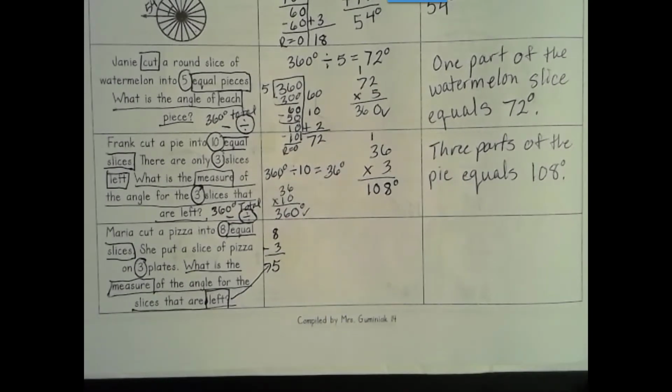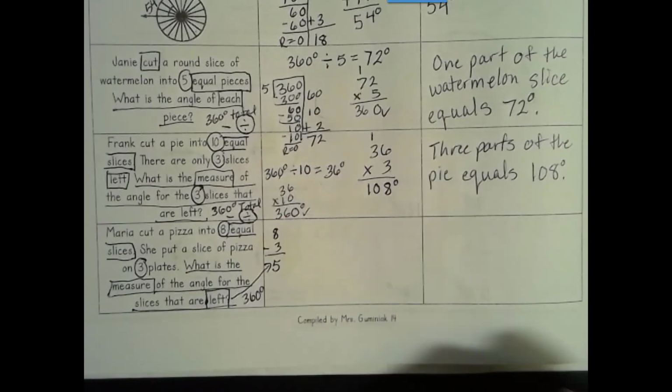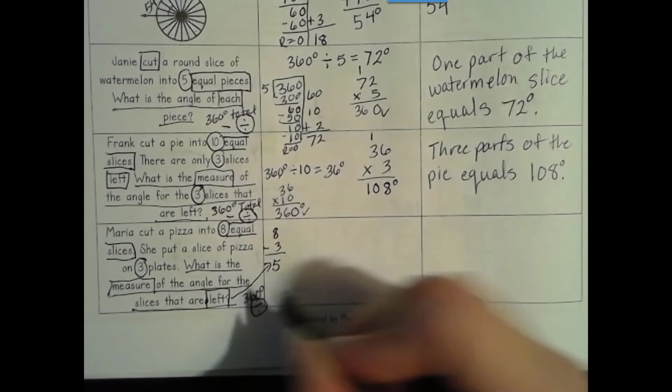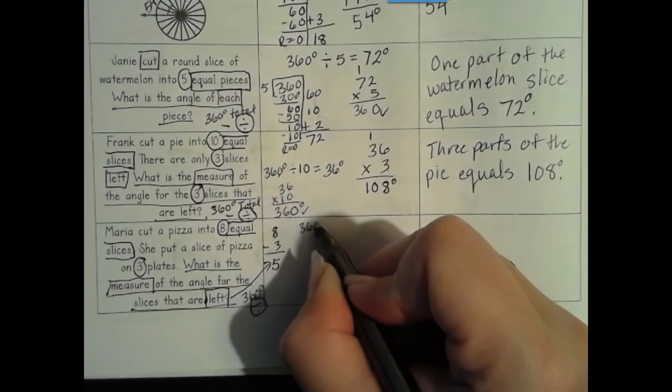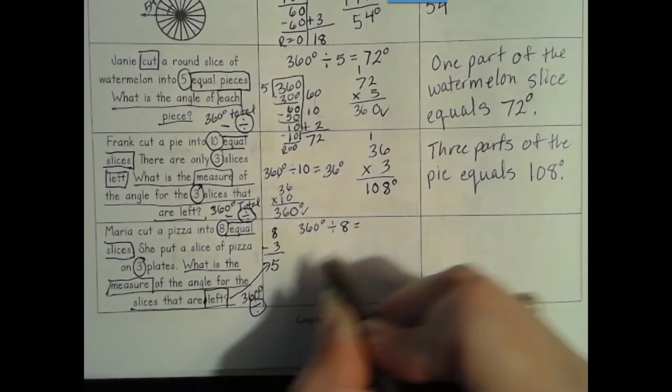There are 5 left. I do know for my angle measure, my total, it's 360 degrees. And since they're equal, I'm going to divide. So 360 degrees divided by 8.